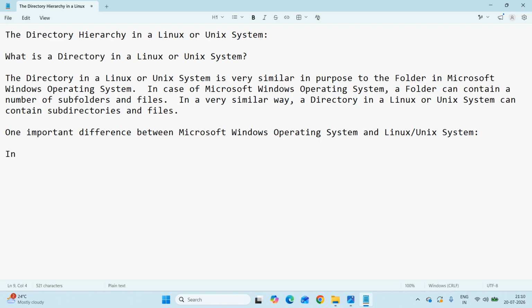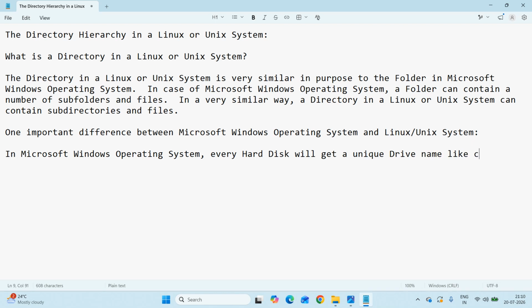In the Microsoft Windows operating system, every hard disk will get a unique drive name like C:, D:, etc. And this way, every hard disk will have its own folder hierarchy. This is in the Microsoft Windows operating system, people.